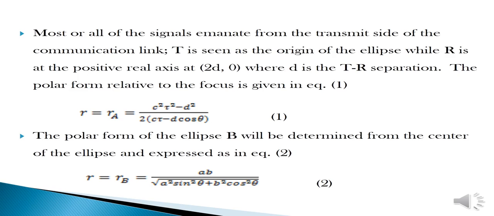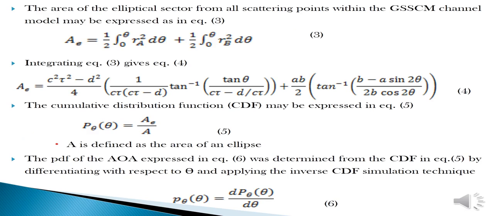Now, in equation 1, since we are determining most of the signals, we are assuming that most of the signals are emanating from the transmitting side of the communication link. The T will be seen as the origin of the ellipse, while R is the positive real axis, where D is the TR separation. Then the polar form relative to the focus will be established as given in equation 1, whereas the polar form of ellipse B, like earlier stated, will be from the center of the ellipse and expressed as given in equation 2.